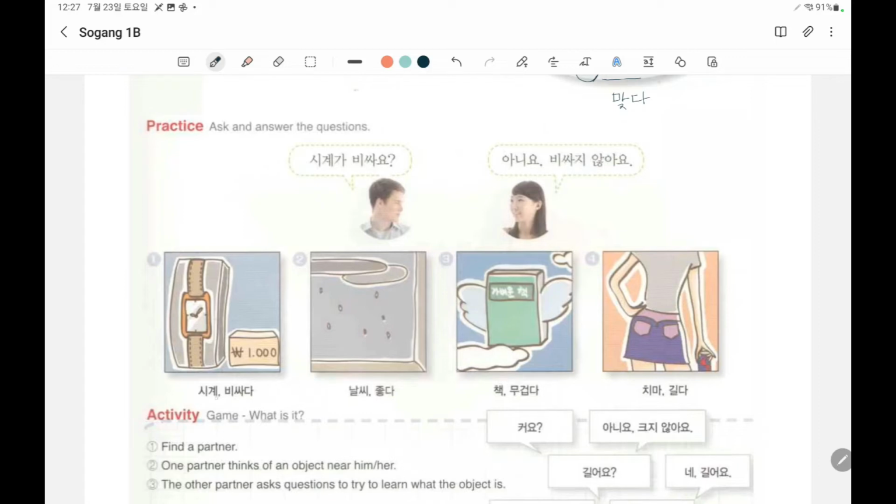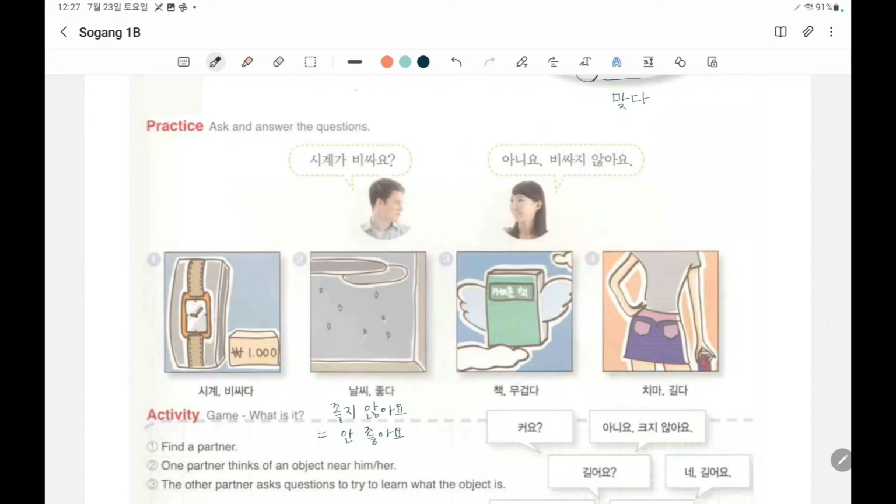So for example, number one, I will ask, 시계가 비싸요? And how would you answer? No, this is not expensive. 어떻게 말해요? 아니요, 비싸지 않아요. It's already given here. 자, number two 갑시다. 날씨가 좋아요? Is the weather nice? And you want to say, no, it's not nice. 어떻게 말해요? 아니요, 좋지 않아요. Or absolutely, you can also say 아니요, 안 좋아요, 괜찮아요. It's the same meaning.